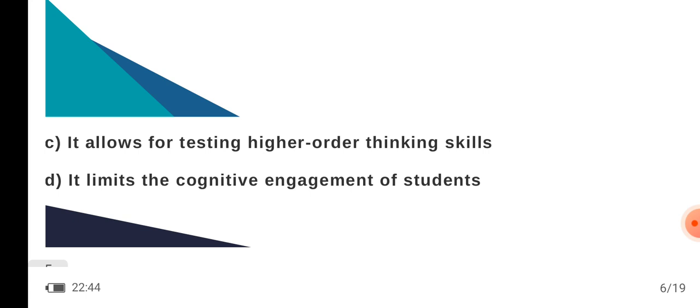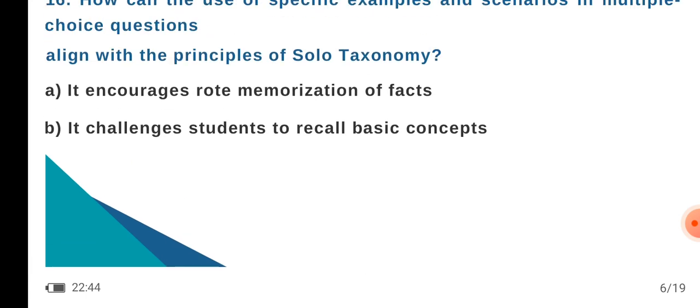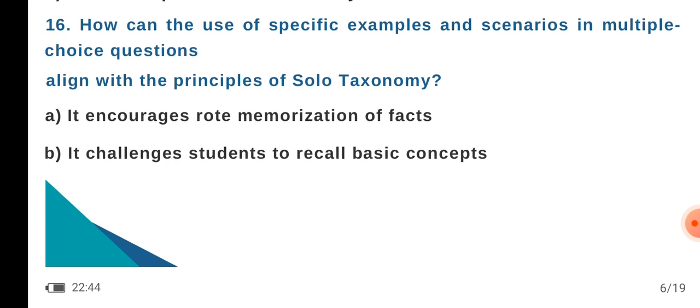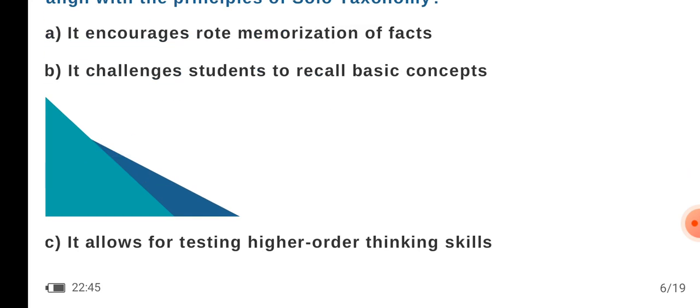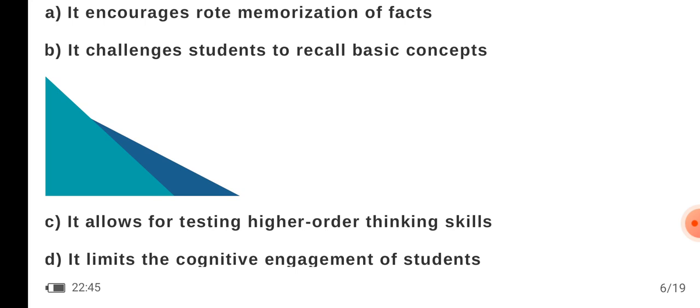Letter C, it allows for testing higher order thinking skills. Letter D, it limits the cognitive engagement of students. Okay, the correct answer in number 16 is letter C. Letter C is the correct answer. It allows for testing higher order thinking skills.